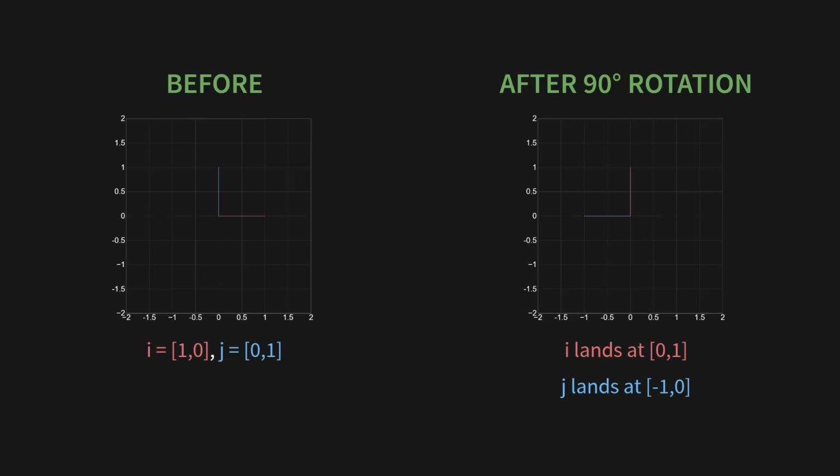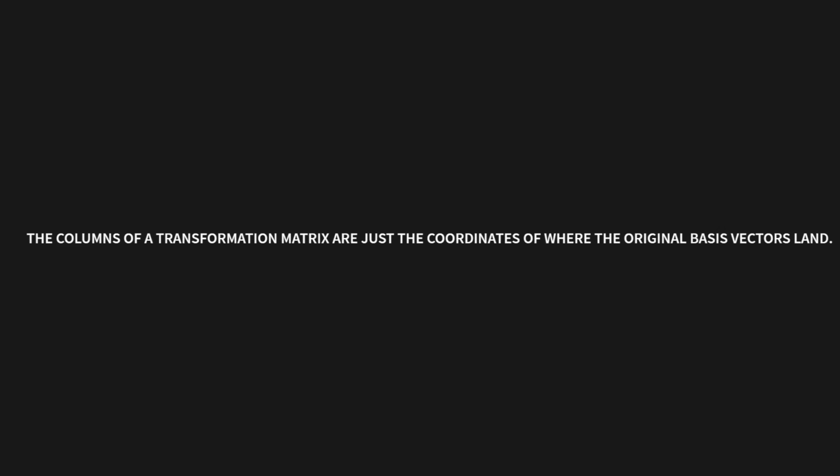Now, we apply the 90-degree rotation. What happens? i, which was at 1, 0, gets rotated and now lands at 0, 1. And j, which was at 0, 1, gets rotated and lands over at -1, 0. And here's the magic. The columns of a transformation matrix are just the coordinates of where the original basis vectors land. So let's build our matrix.